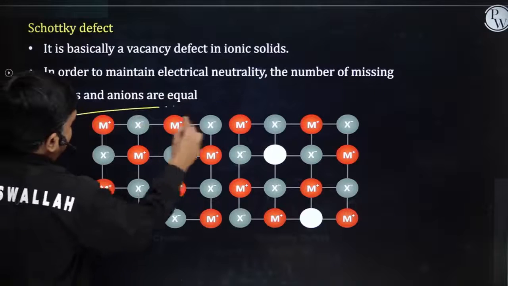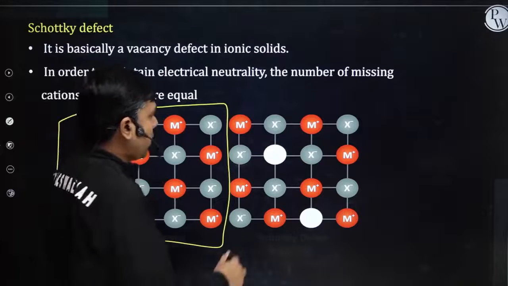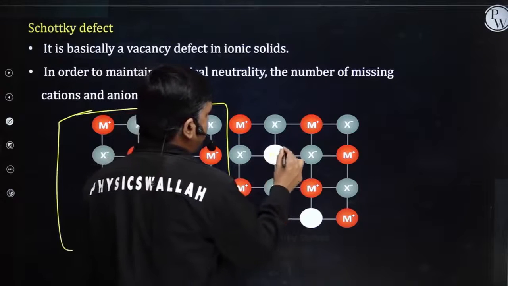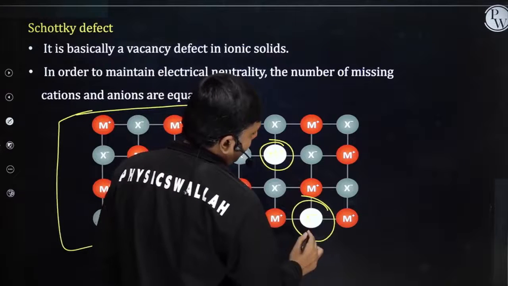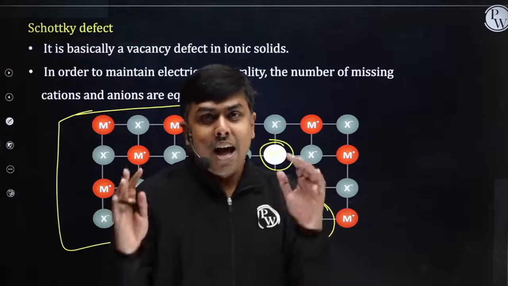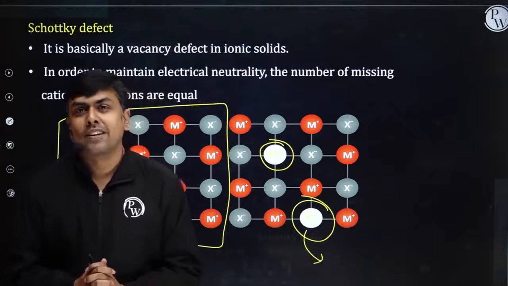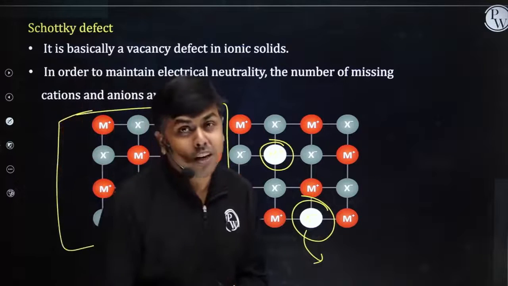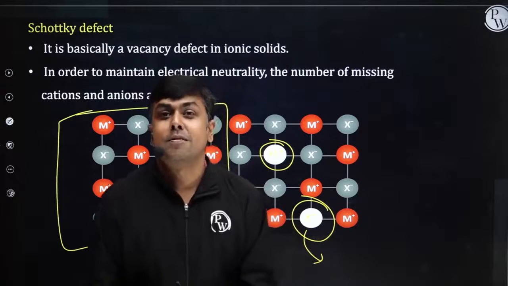You can see from the diagram itself. This is my perfect ideal crystal, and here one of my cations, M plus, is missing from here and one of the anions, X minus, is missing from here. So an equal number of cations and an equal number of anions are missing from the crystalline solid. Such defects are referred to as Schottky defects. Still, here electrical neutrality is maintained.